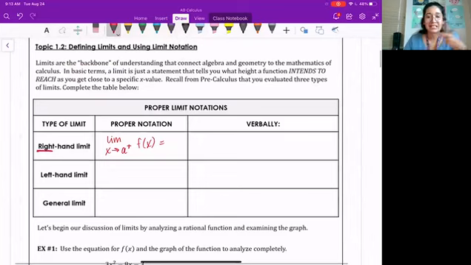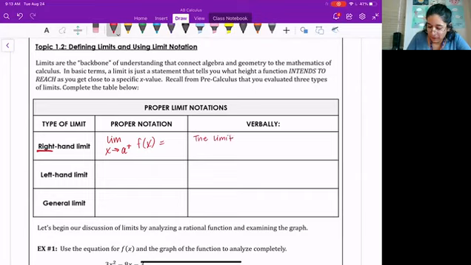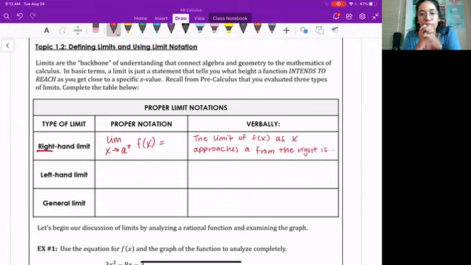If I was going to say this out loud, I would say the limit of f of x as x approaches A from the right. That's what that little plus sign is, and then we would have some answer for what it is. So that's a limit as x approaches A from the right. Again, I'll talk a little bit more about what this means in a second. This is just some notation.